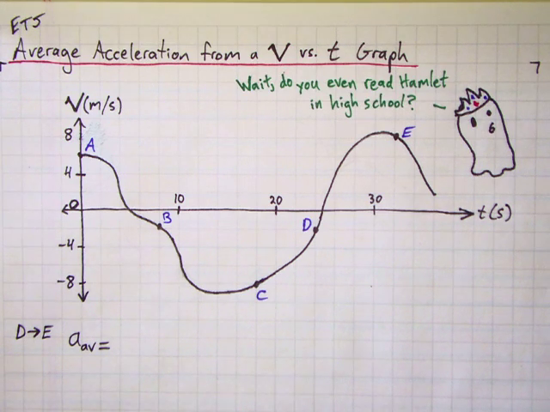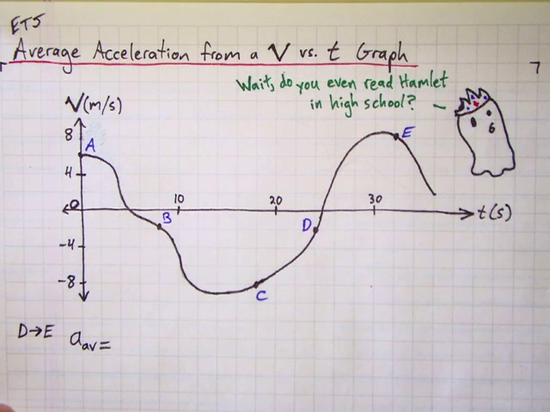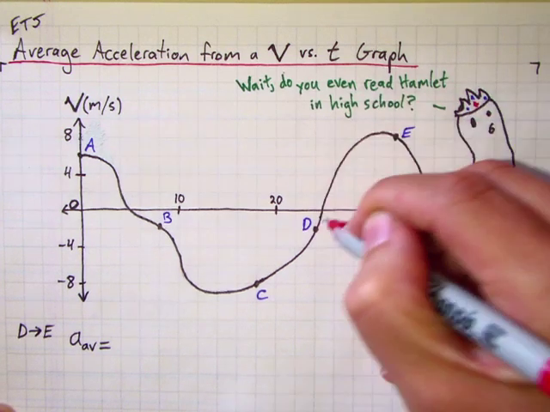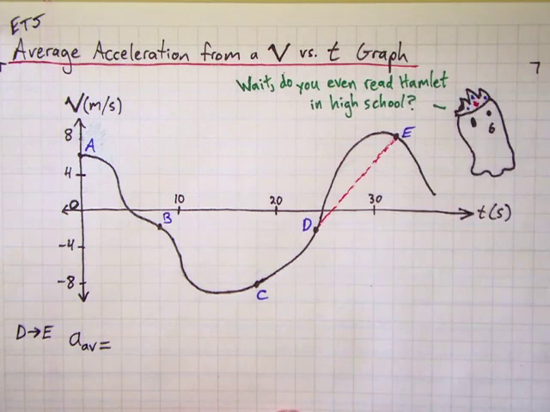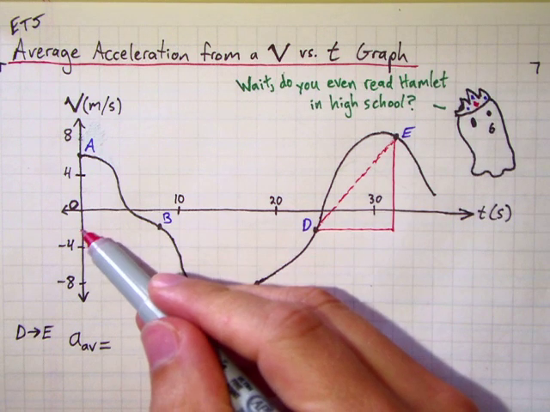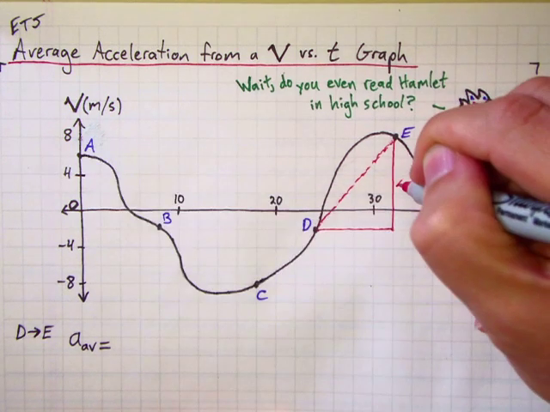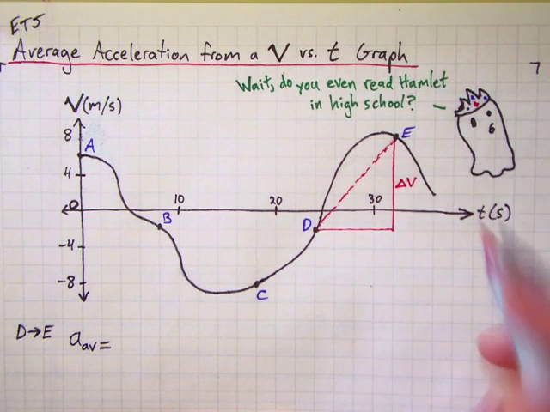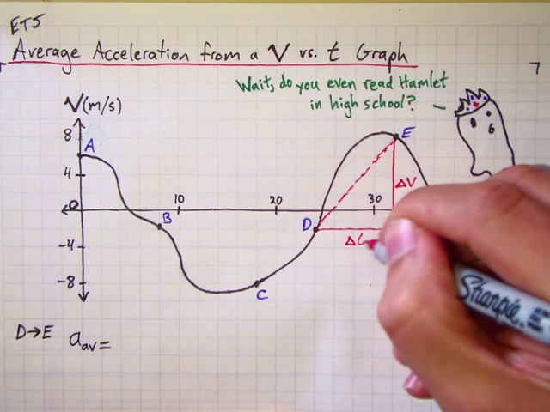let's go ahead and look at the average acceleration between events D and E. I'm going to start by connecting those two events with a dotted line, and then draw this triangle. This side here represents the change in velocity from the velocity at event D to the velocity at event E. So that is delta V, the change in velocity. And this side of that triangle represents the change in time from event D to event E.